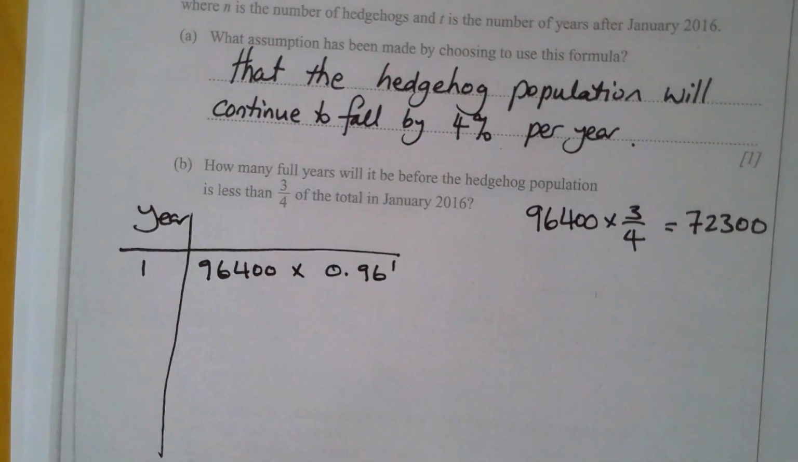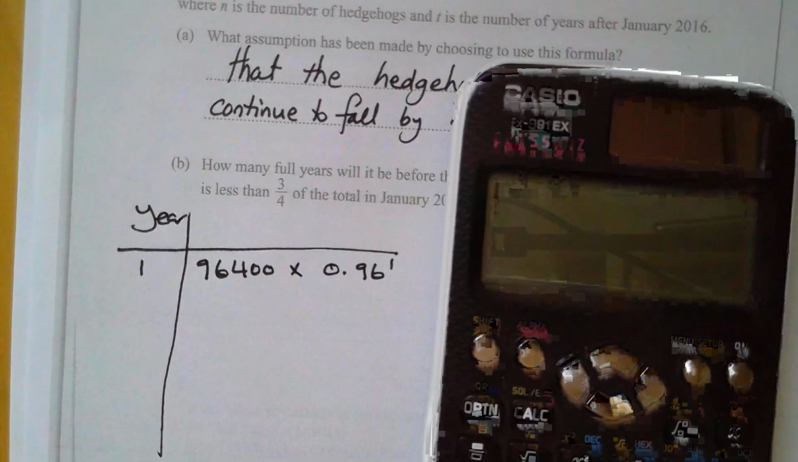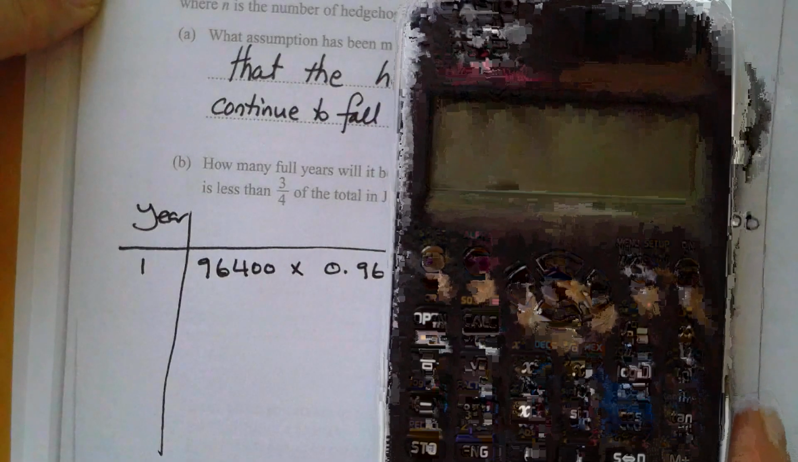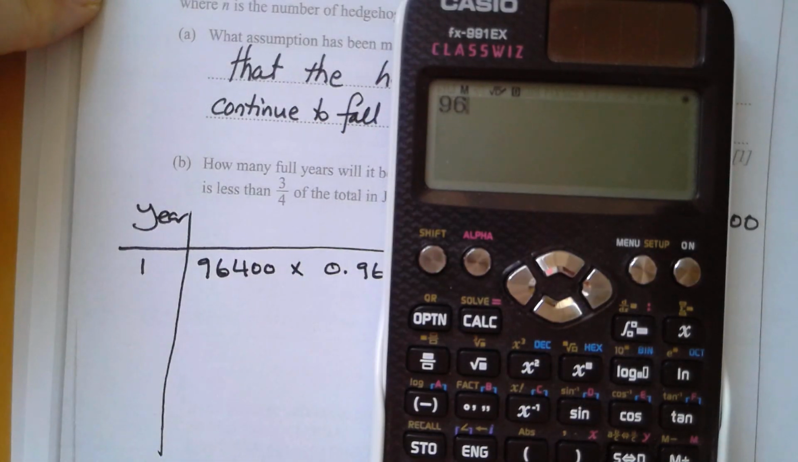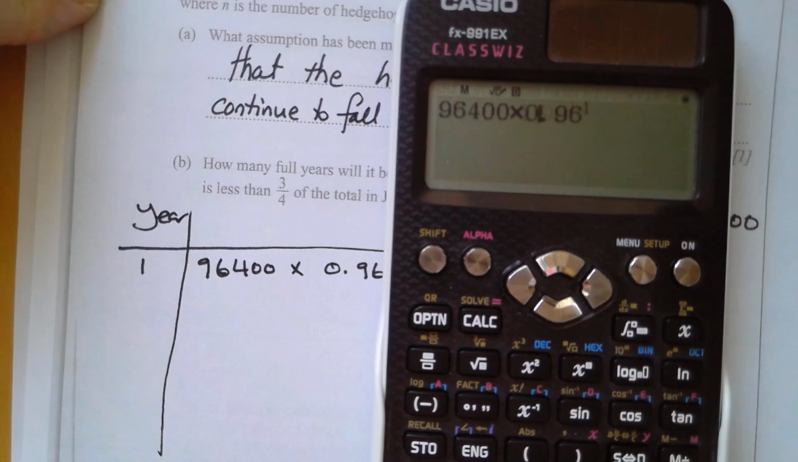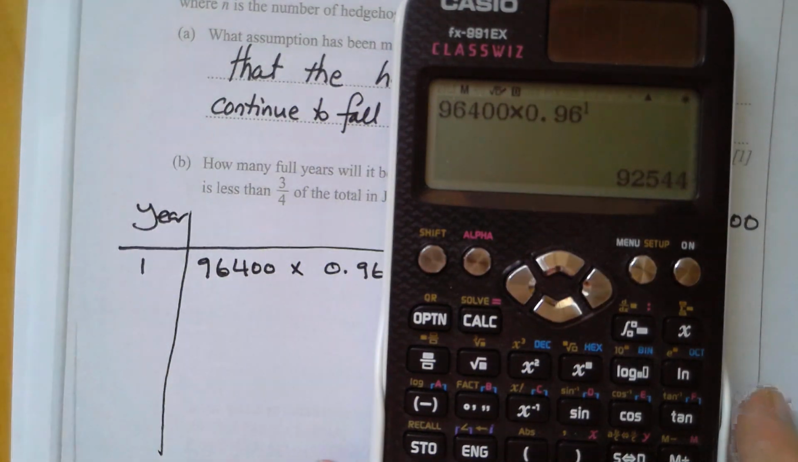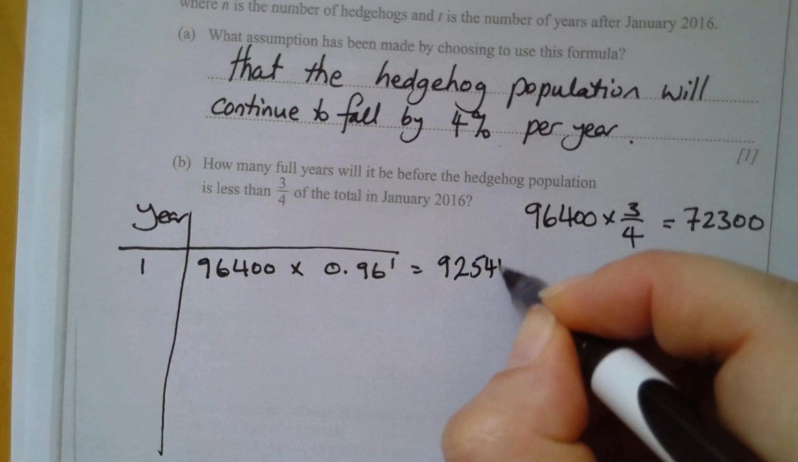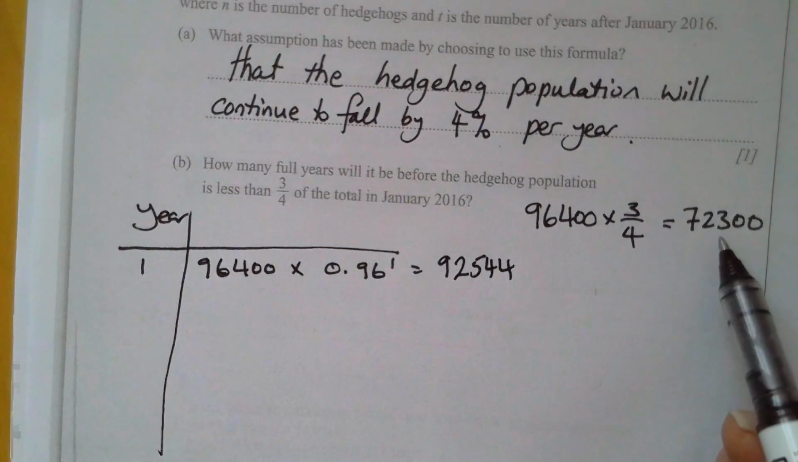So I'm substituting 1 into here. I don't actually need the 1, but I can put it in, which is what I'm going to do to show it here. 96400 multiplied by 0.96 to the power of 1. The 1 is invisible, but it doesn't hurt to put it in. You could also put the 0 in. Again, that's invisible. I tend to leave it out. 92,544. So that's a long way away from our 72300.